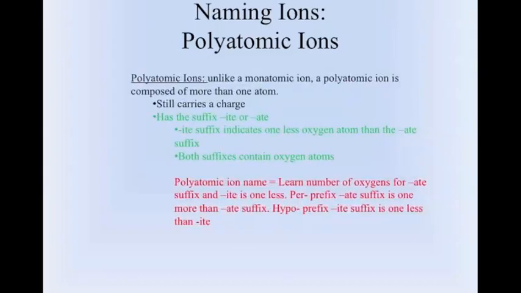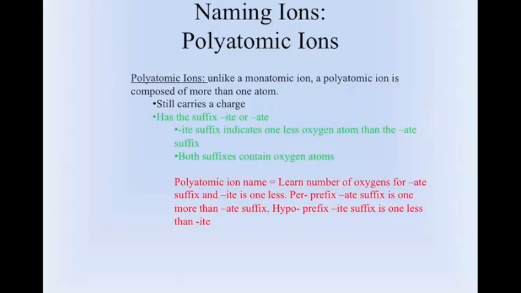So naming polyatomic ions. A polyatomic ion is an ion that is composed of more than one atom. It still carries a charge and has the suffix "ite" or "ate". The suffix "ite" indicates one less oxygen atom than the suffix "ate". Both suffixes contain oxygen atoms.